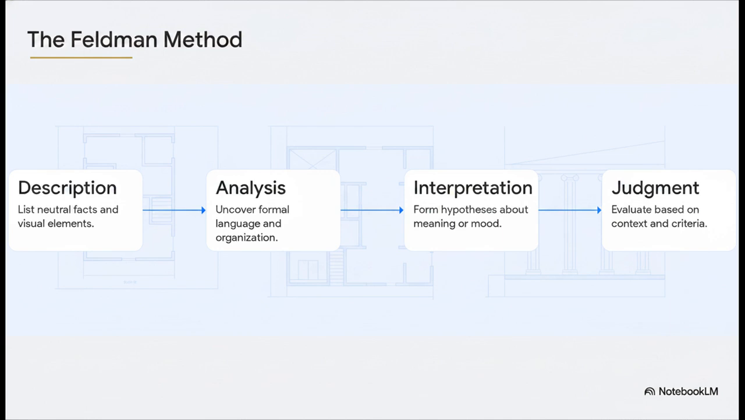Step 2 is analysis. You uncover how that formal language and structure are actually organized. Step 3 is interpretation. Now you form hypotheses. What is the overall mood, meaning, or expressive quality of this visual evidence? Finally, step 4 is judgment. You actually suspend your final verdict until this exact step, evaluating the building's overall value based on established criteria and combining suitable approaches with clear architectural evidence.